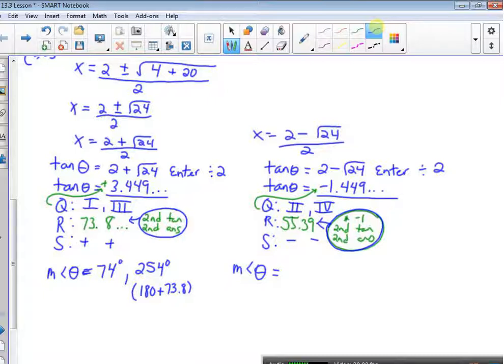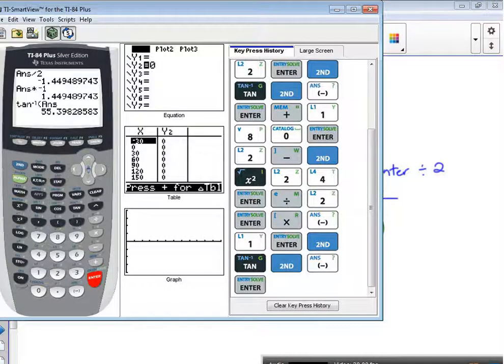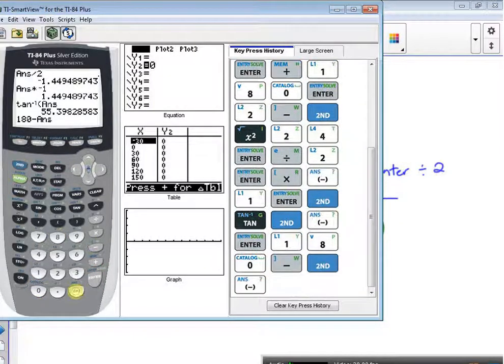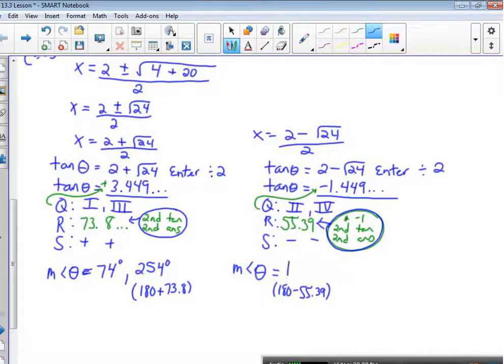So in quadrant 2, you do 180 minus the reference angle. So 180 minus that answer, 124.6. So 125 to the nearest degree.